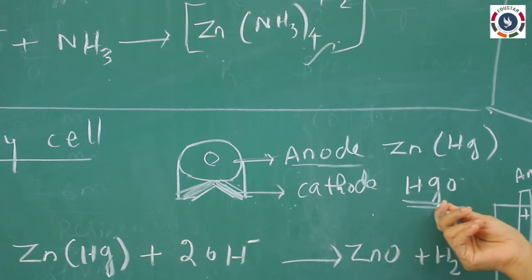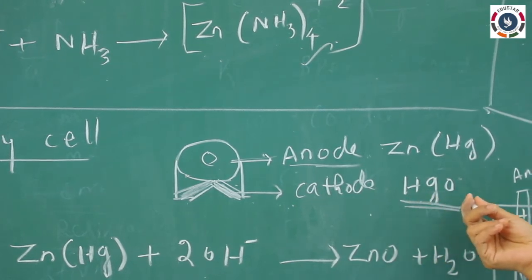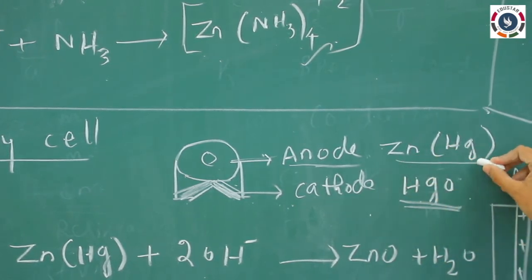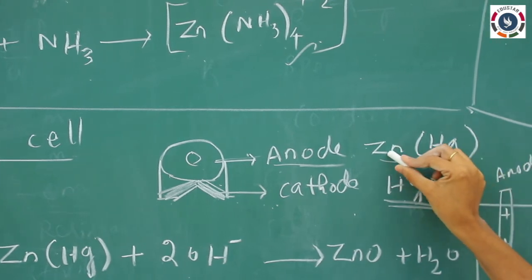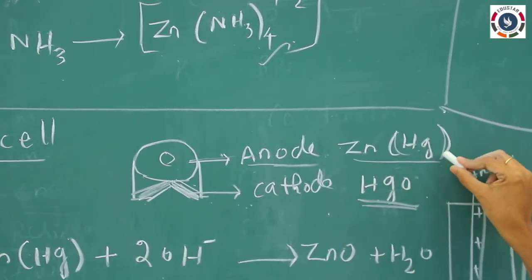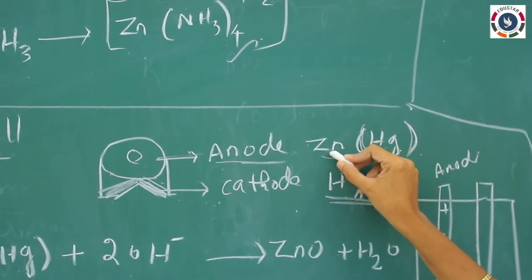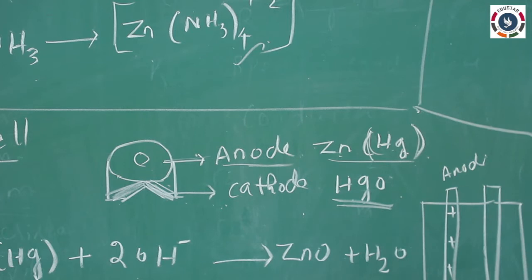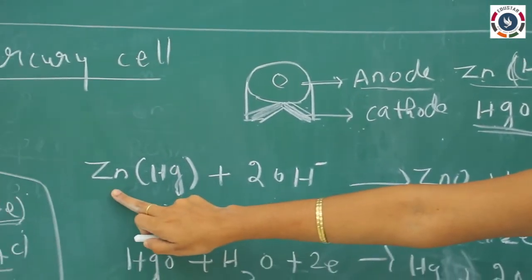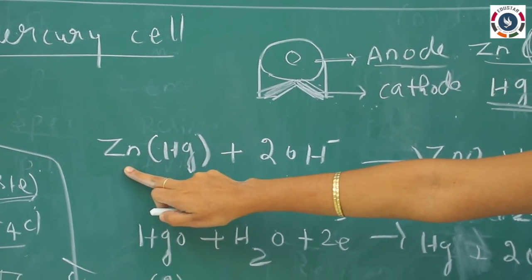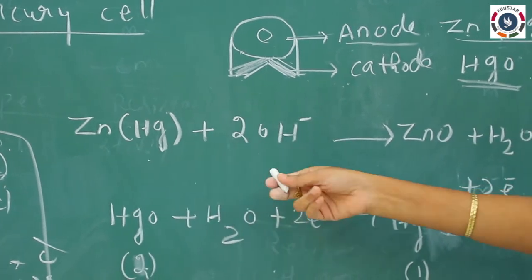This is actually the mercuric oxide, HgO. So, here the anode is a zinc amalgam. If anything is combined with mercury, it is called an amalgam. So, it is called the zinc amalgam. I am writing the reactions. Anode region: zinc mercury plus OH minus.